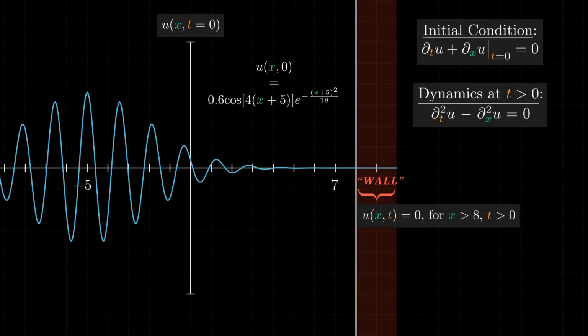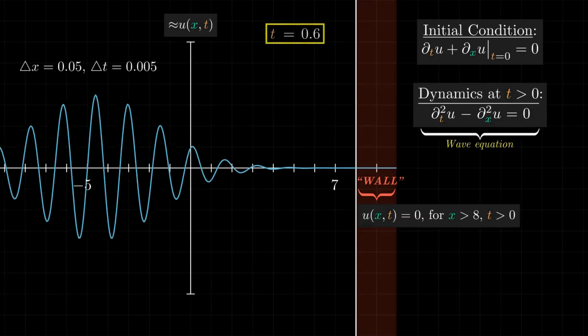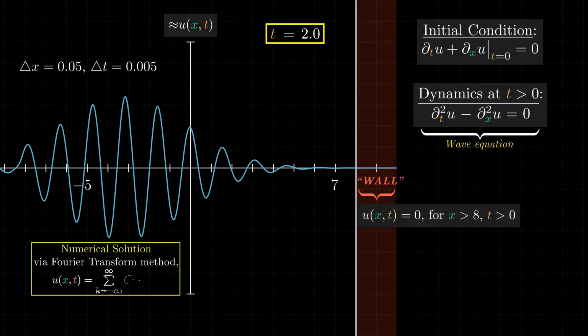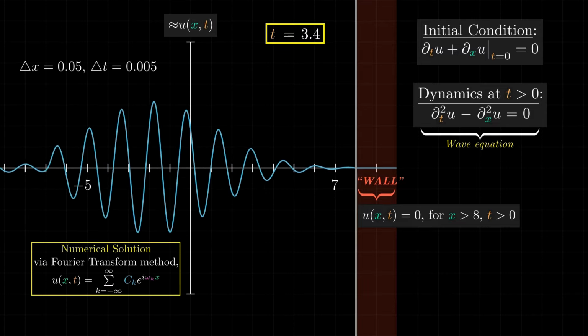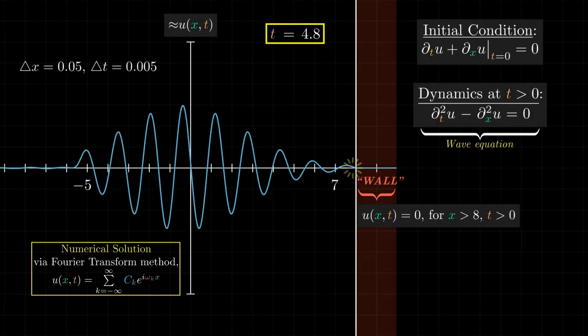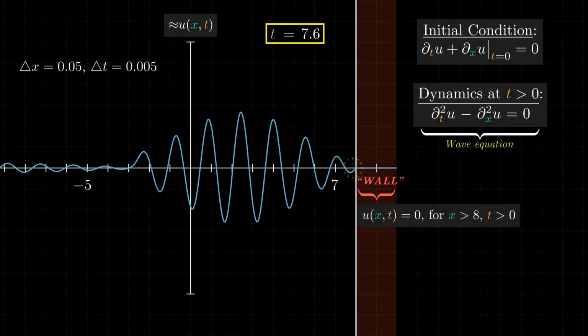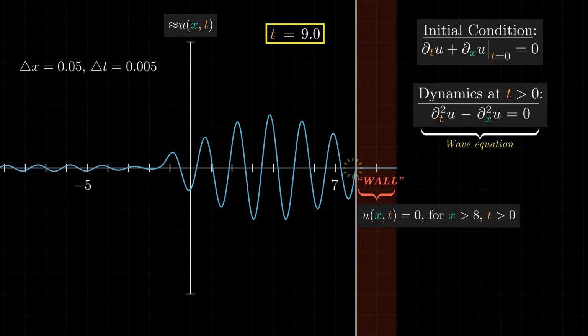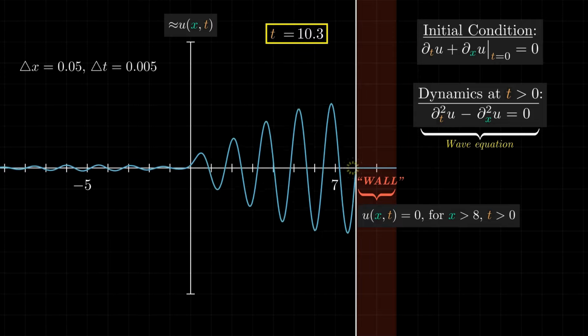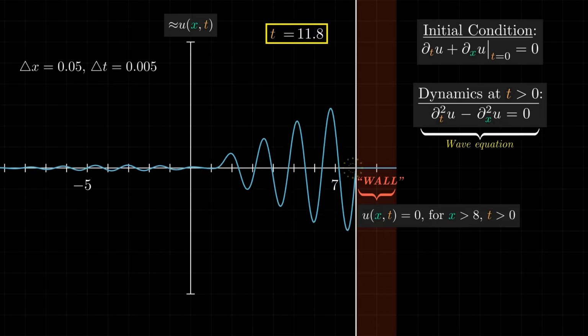At time positive t, we want the dynamics of the function u to follow this partial differential equation, that is, the wave equation. What you see here is the numerical solution to our wave equation, solved using Fourier Transform. You can see that the waves are reflected against the wall.